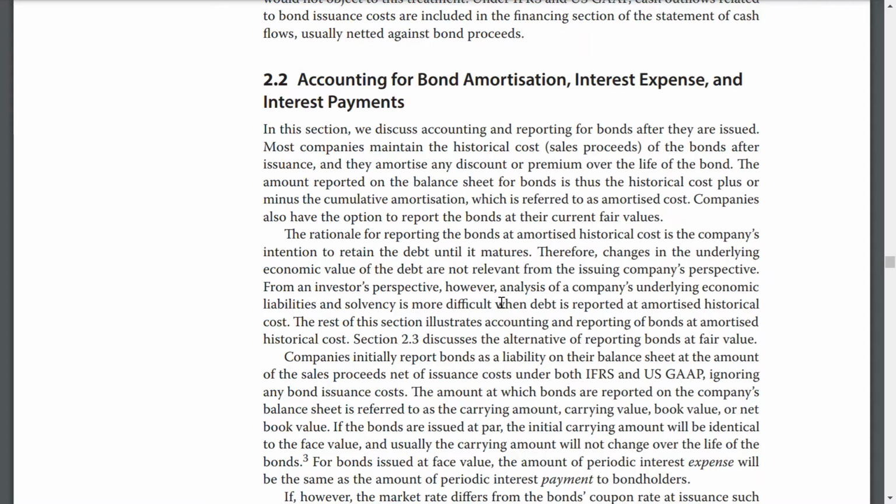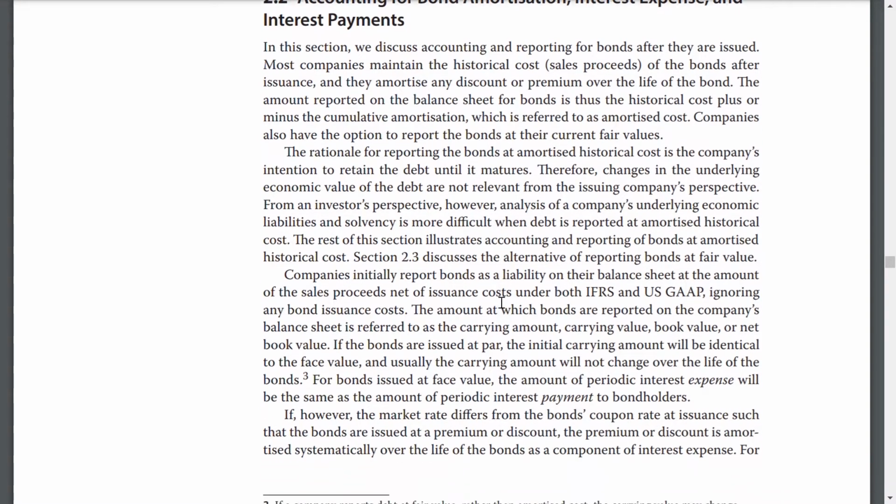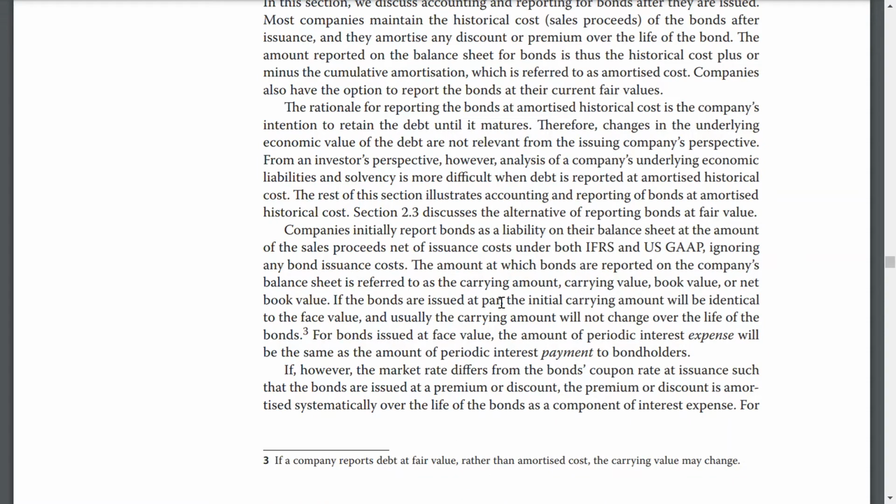The amount reported on the balance sheet for bonds is thus the historical cost plus or minus the cumulative amortization, which is referred to as the amortized cost. Companies also have the option to report the bonds at the current fair value. The rationale for reporting the bonds at amortized historical cost is the company's intention to retain the debt until it matures. Therefore, changes in the underlying economic value of the debt are not relevant from the issuing company's perspective.